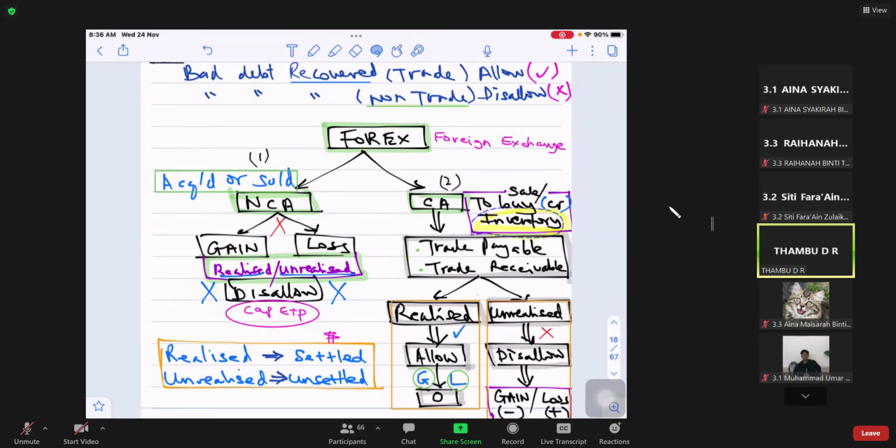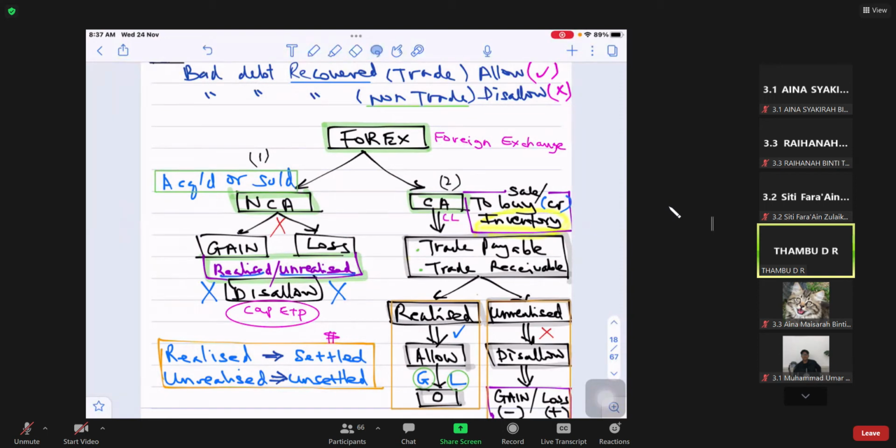that is why we have this stock. I buy on credit from Vietnam, I have a creditor, a payable. If I sell goods to Thailand on credit, I have a receivable. They are all trade. The debts are trade. They go under current asset or current liability.